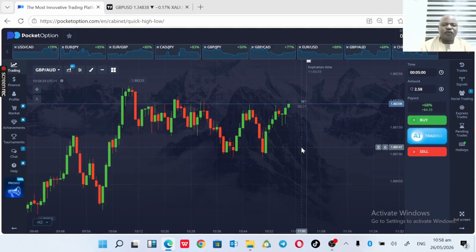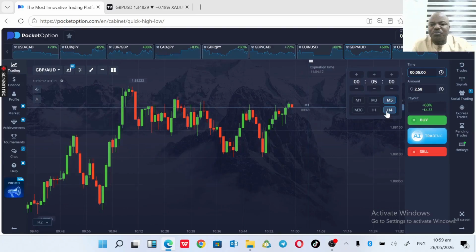But in this case, I want to teach you how you can also use your indicators, which are also available. But before we get to indicators, we need to understand the timing. The timing on this platform works with minutes. For instance, you have 1 minute, 3 minutes, 5 minutes, 30 minutes, 1 hour, 4 hour. Most of the time, people that trade Pocket Option use lesser minutes, within 1 to 5 or 1 to 10 minutes.